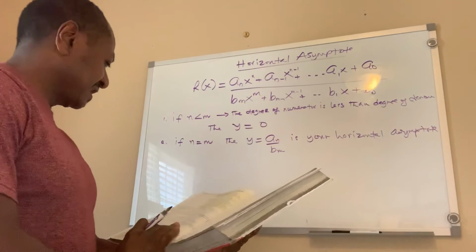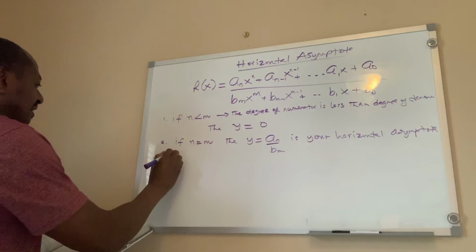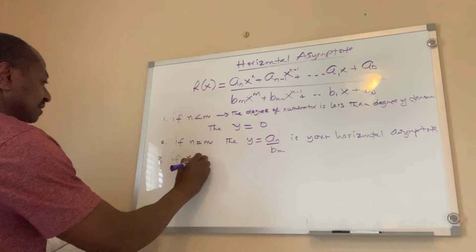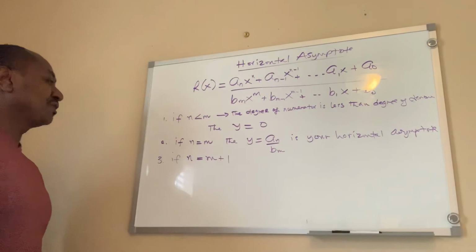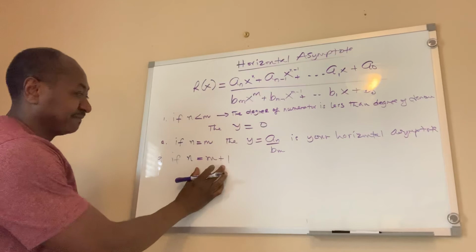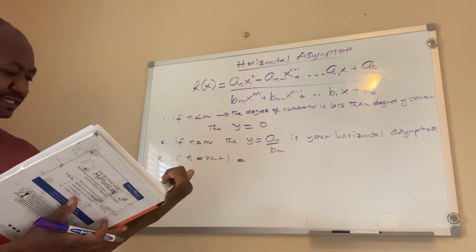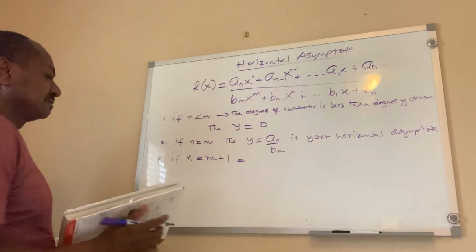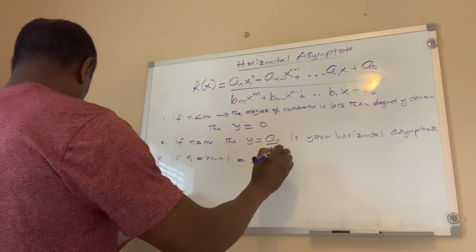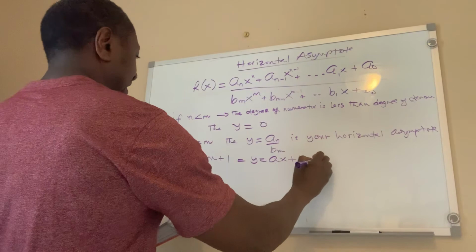Now, the third condition is if we have n equals m plus 1, meaning the degree of the numerator is 1 more than the degree of the denominator. That's what this statement means, right? The degree of the numerator is 1 more than the degree of the denominator. We say that this has an oblique asymptote. We say that the line y equals mx plus b is an oblique asymptote.